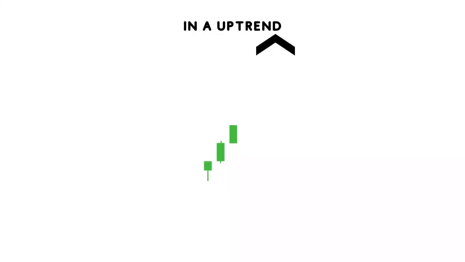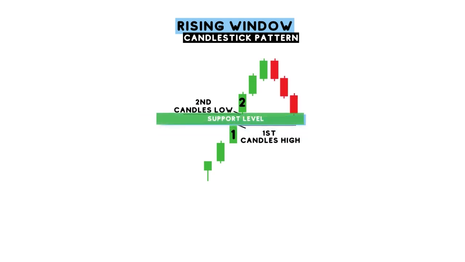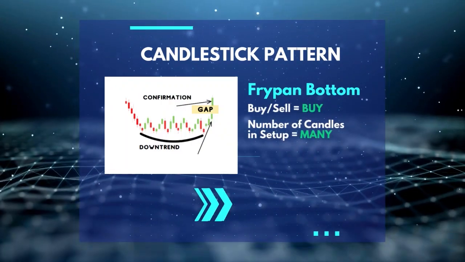In an uptrend, you'll see this occur between two candles. It is a price gap between the first candle's high and the second candle's low. This is the rising window candlestick pattern. The way it works is during an uptrend, a market correction will stop at this window, which means it is essentially becoming a support level. If price cannot close below this window, it signifies support against any selling pressure.